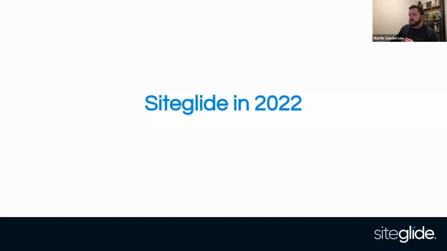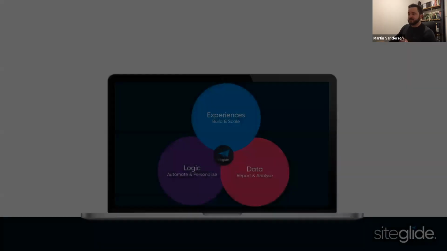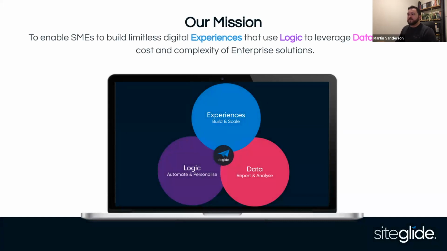So first and foremost, Siteglide in 2022. You might remember at the end of last year, we showed a slide, I think it was this slide actually, where we talked about the three key pillars that we're going to be focusing on. So we broke those down into logic, experiences, and data. And each of our releases and focuses for the year would be attributed to one of these three pillars. So you'll see this continue through the presentation this evening.